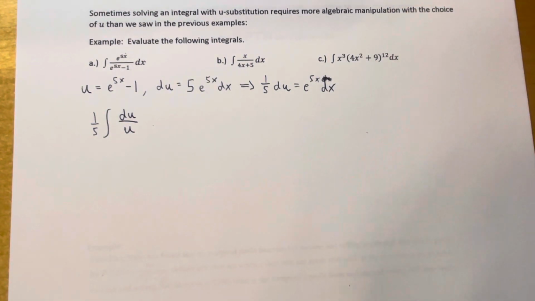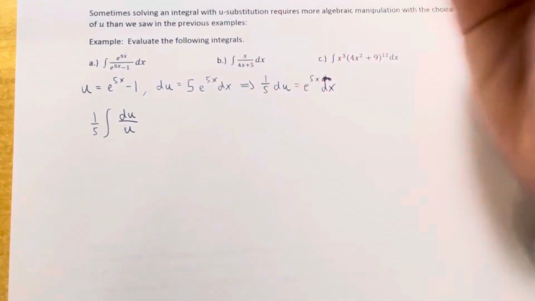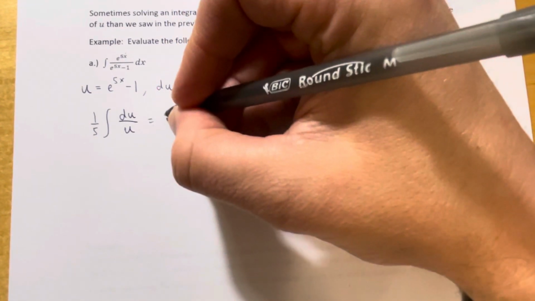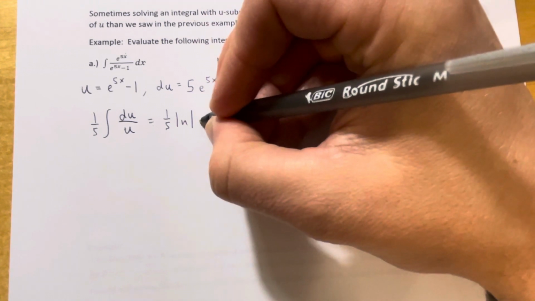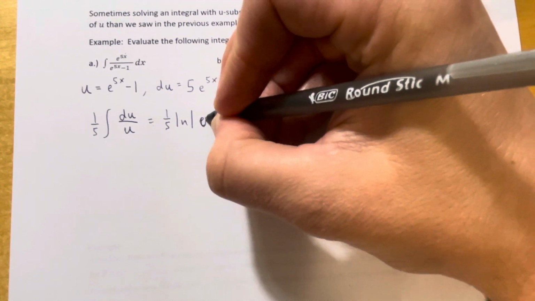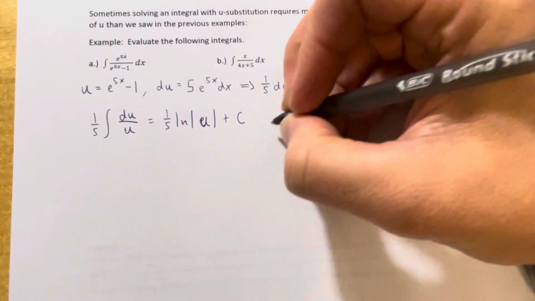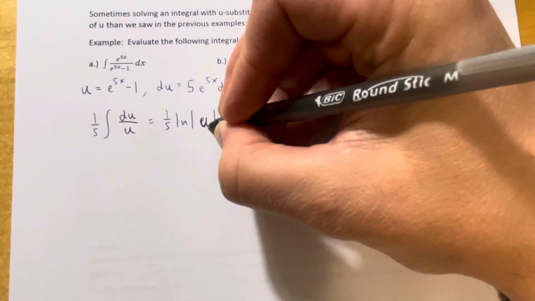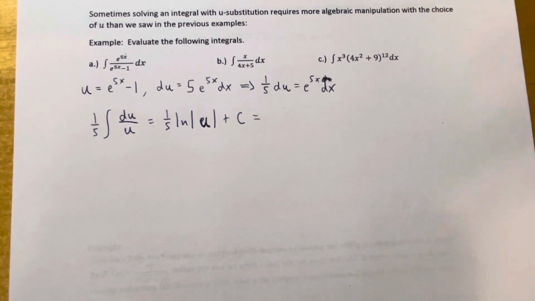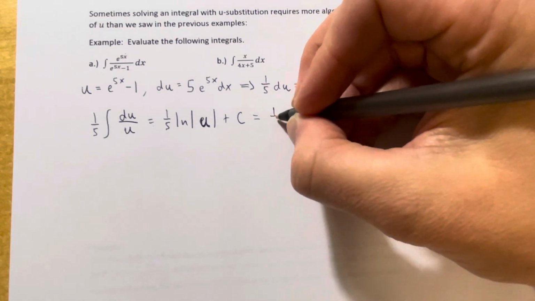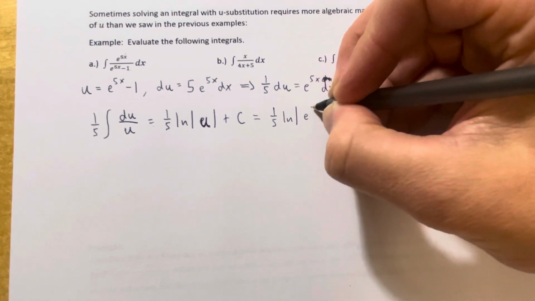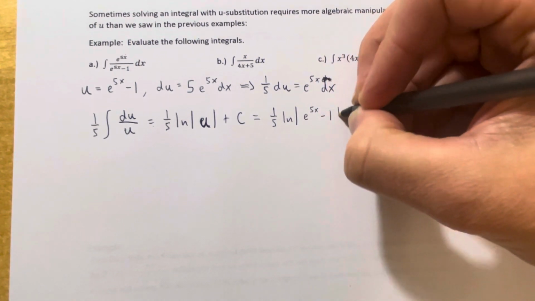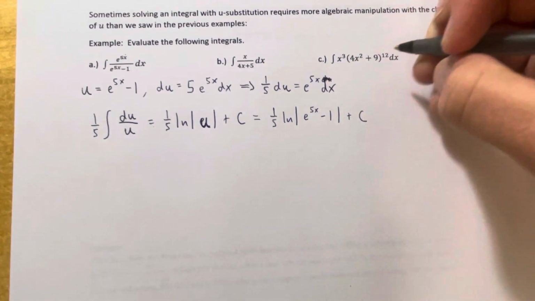My entire denominator was u. Okay? This is where we get our natural log function. So this is equal to 1/5 times the natural log of the absolute value of u plus c. Now I'm going to replace that u with my exponential function. So this becomes 1/5 times the natural log of the absolute value of e to the 5x minus 1 plus c. That's my final answer.